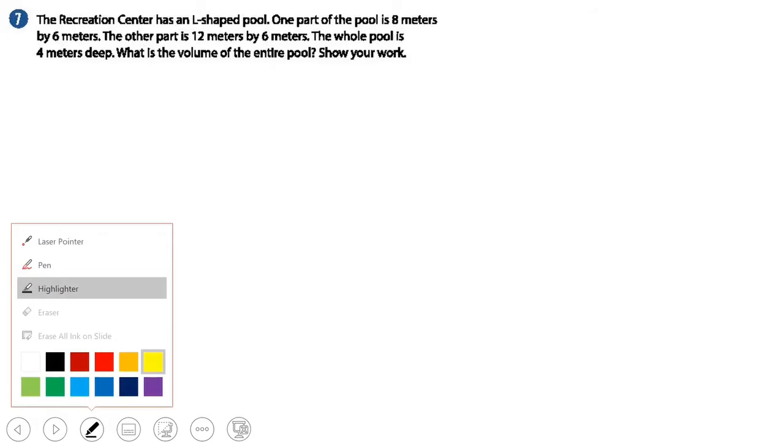I'm going to switch to a highlighter. And I'm going to highlight the important numbers, okay? So I have 8 meters, 6 meters, 12 meters, 6 meters, and the whole pool is 4 meters deep. Okay, so what we can imagine by this is we're going to have two pools here, okay? I'm going to draw two boxes.